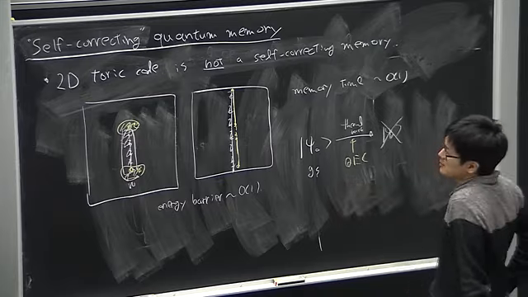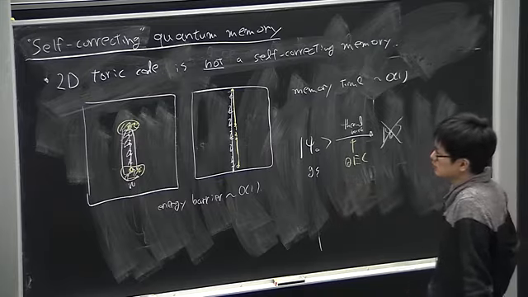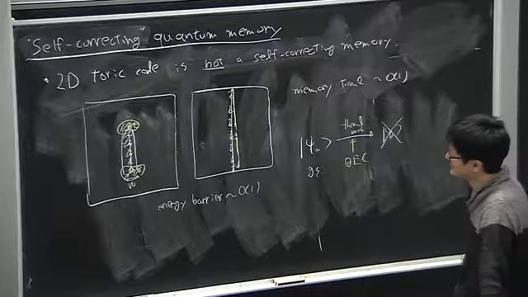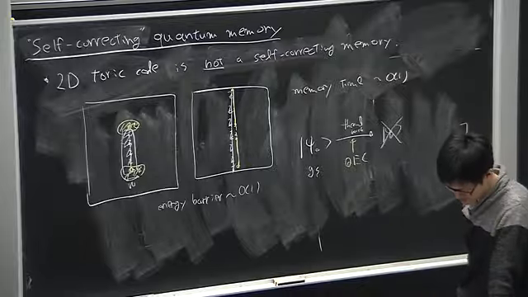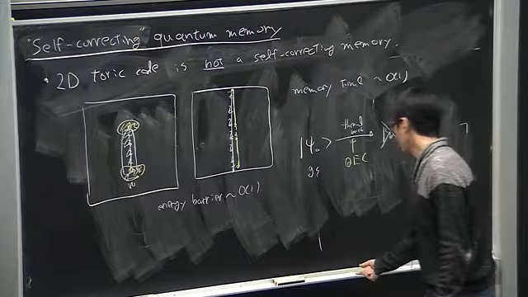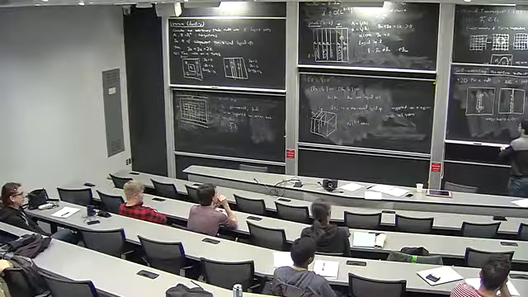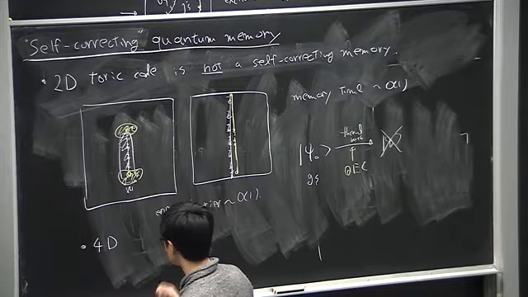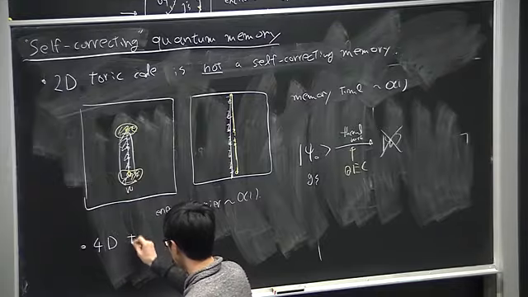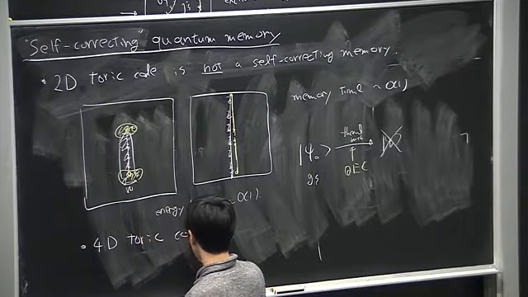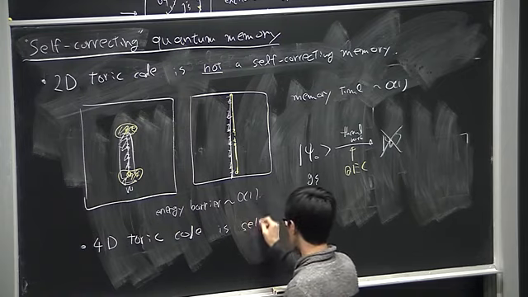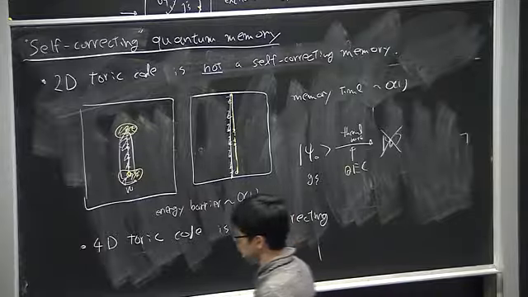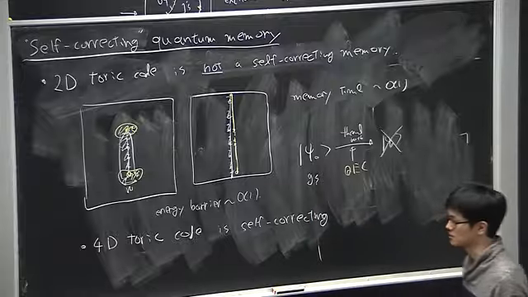So we can be optimistic and try to go to 3D, 4D. 4D is, I think, too optimistic, but right, so higher dimensions. It turns out that, okay, I'm not going to go into details, but so far the only known example of self-correcting memory with rigorous proof is the 4-dimensional toric code. Okay, that's good that such a thing exists in this world.